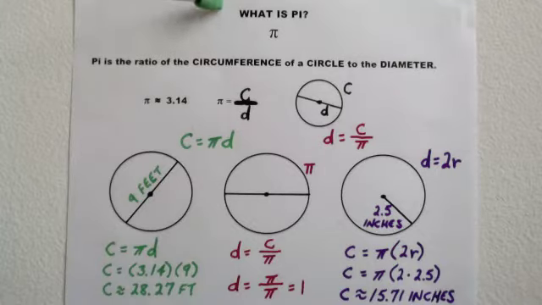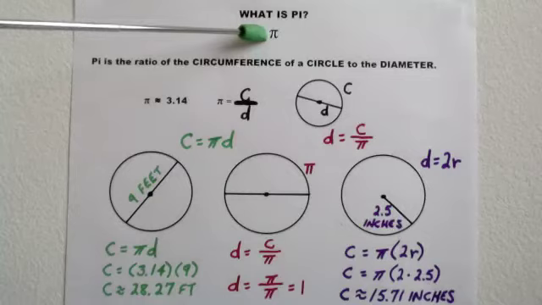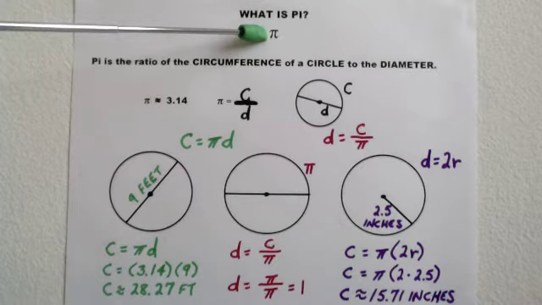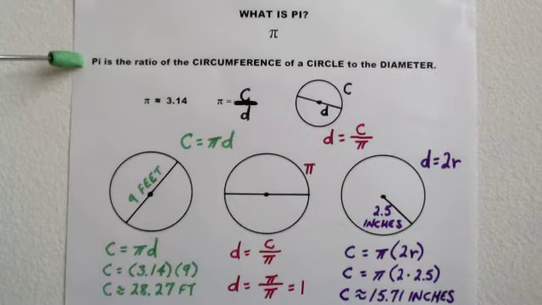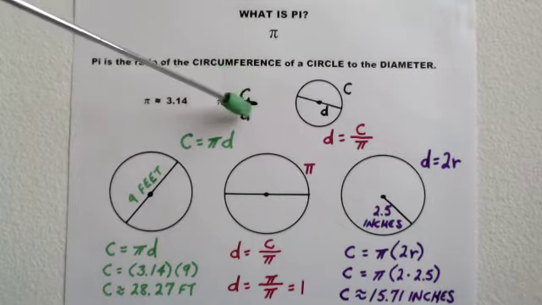What is pi? This symbol is pi. Whenever you see this symbol, we're talking about something round, something circular, something spherical. Pi is the ratio of the circumference of a circle to the diameter of that circle. It's the relationship between the circumference and the diameter. Pi is equal to circumference divided by diameter.